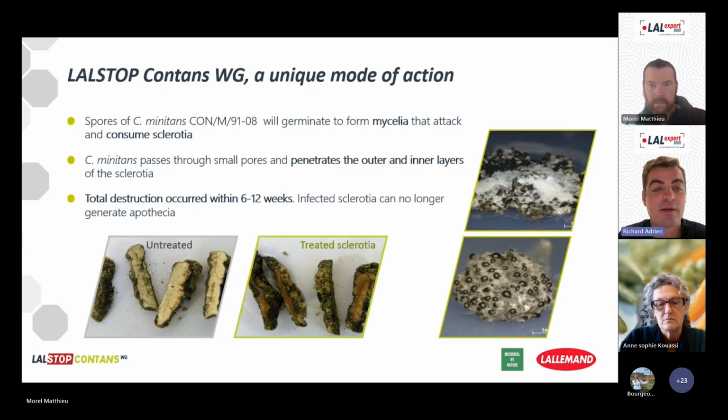And you can notice here there is a brown color. This is characteristic of their inactivation by the biofungicide. We observe this transformation over a period of 6 to 12 weeks. It starts with an initial contact, where the beneficial fungus starts to colonize and consume the outer layers of the sclerotia through small pores. You can see in the photo at the top right of the screen the first steps of the colonization with the layer of Coniothyrium on the sclerotia.